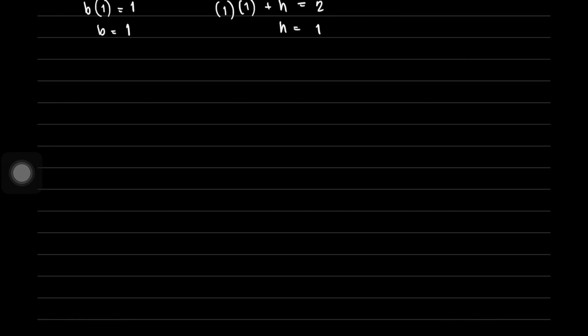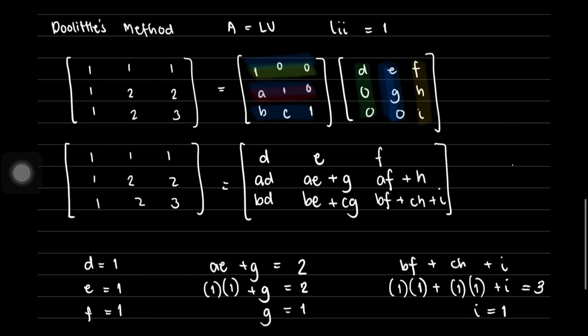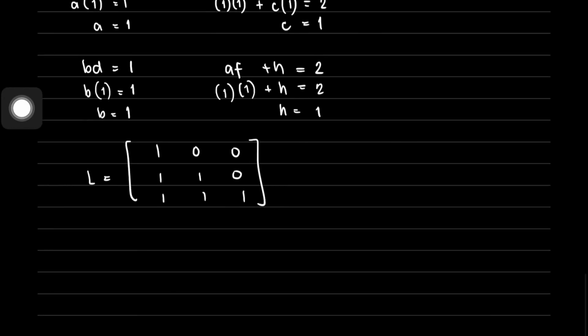Now, if we're going to write L, the lower triangular matrix, that's equal to 1, 0, 0, 1, 1, 0, and then 1, 1, 1. Because if we look at our equation here, we have 1, 0, 0, A, 1, 0, B, C, 1. And the values of A, B, and C are all 1s.